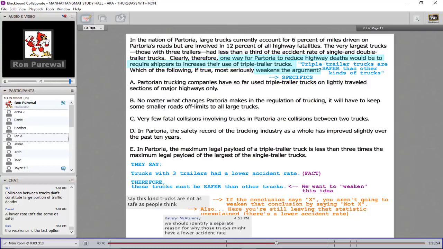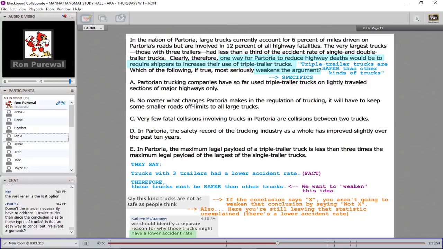Exactly. We have to understand why there is a lower accident rate, because the lower accident rate is the whole point behind why this argument is an argument in the first place. We do need to know why three trailer trucks have fewer accidents, or fewer deaths. And it has to be a reason that is not related to safety, because you have to weaken the argument.